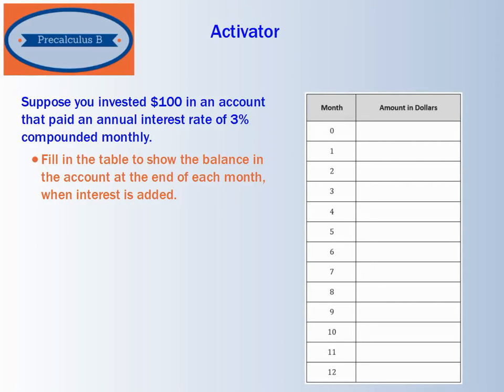For your Activator today, suppose you had invested $100 in an account that paid an annual interest rate of 3% compounded monthly. How would you fill in the table to show the balance in the account at the end of each month when interest is added?